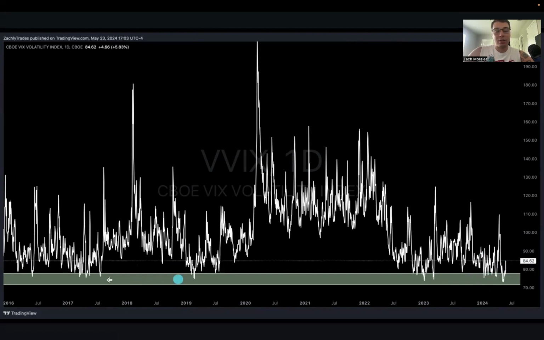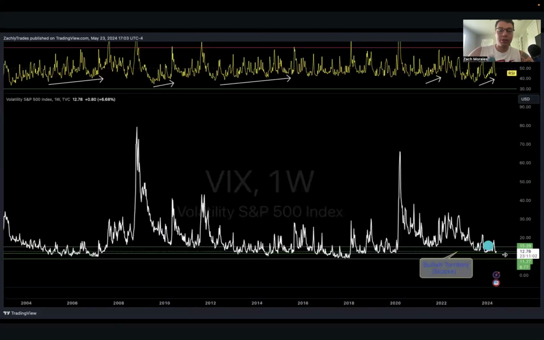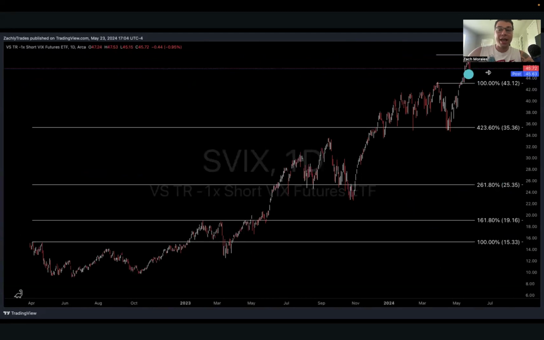Now, it's also got this little bit of a demand zone. And this is an area where we tend to see the VVIX bounce a lot. And we entered into that zone and we're starting to see the VVIX curl up before we saw any type of upswing up here in the VIX itself. We've also got the SVIX.